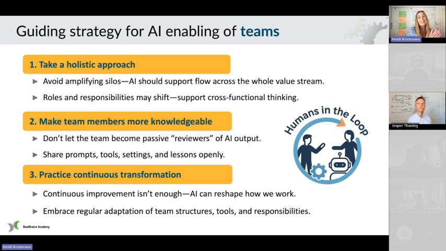We will claim that continuous improvement isn't enough when we're talking here because AI can reshape how we work. So we need to figure out how we regularly adapt the structures, the tools, and the responsibilities, because this is a transformation where we want to make sure we are humans in that big loop. So one profile of humans, Jesper, could be the product owners.